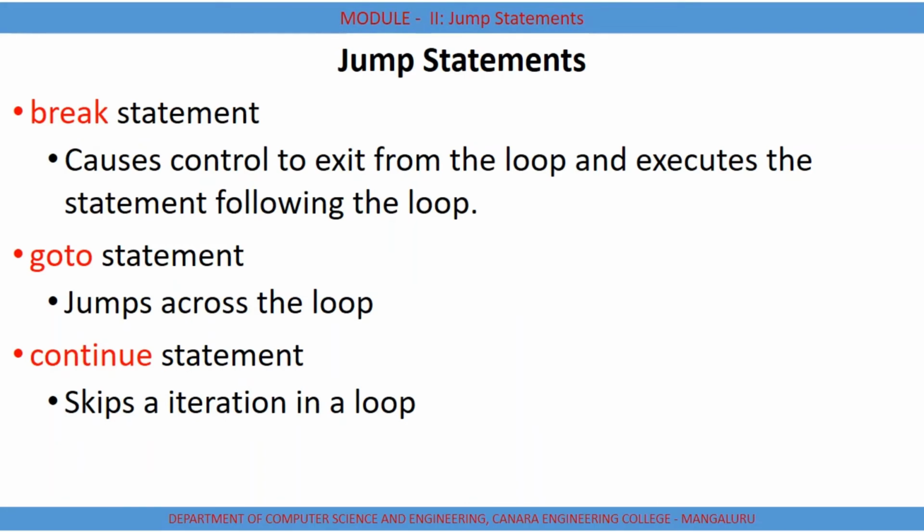Now we'll see some of the jump statements used in C. The jump statements are used to transfer the control to a particular block of statements for execution. For example, the first one is the break statement. The break statement causes the control to exit from the loop and execute the statements following the loop.